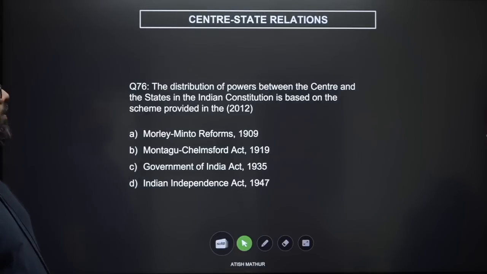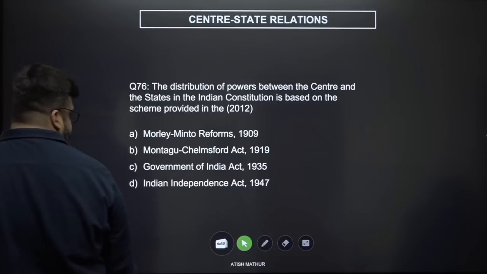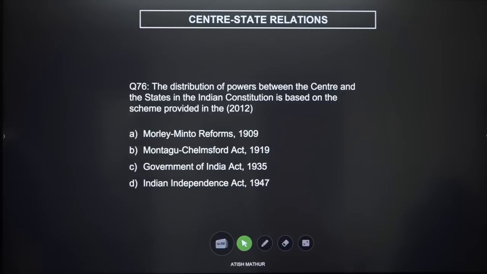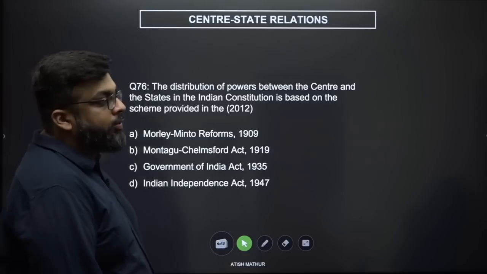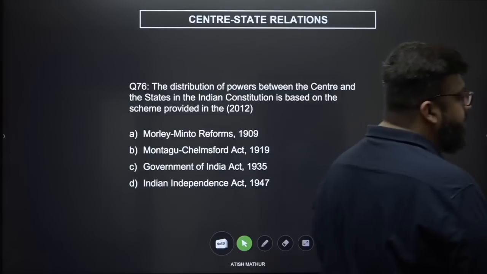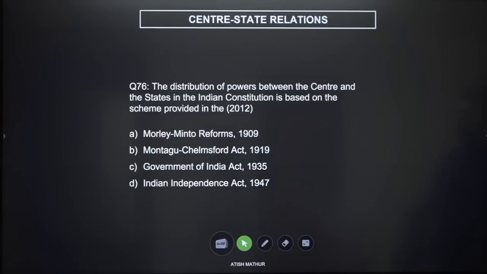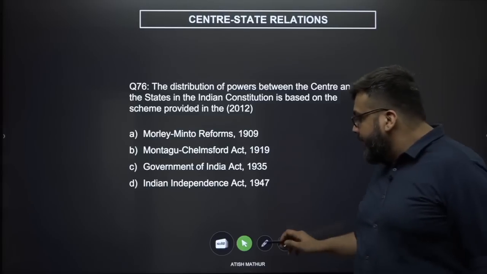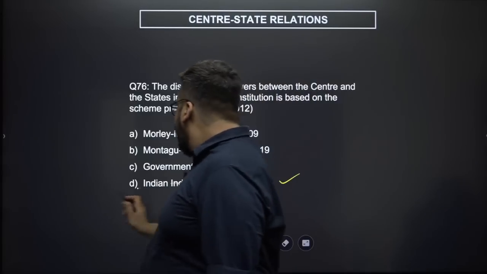The distribution of powers between the centre and the states in the Indian Constitution is based on the Morley-Minto reforms 1909, Montagu-Chelmsford 1919, Government of India Act 1935 and Indian Independence Act 1947. I know this can sound slightly confusing, but it actually is not. The distribution must always be done through a law, so it's definitely not the Morley-Minto reforms. Now, the Indian Independence Act granted independence to India, so this is not the option.